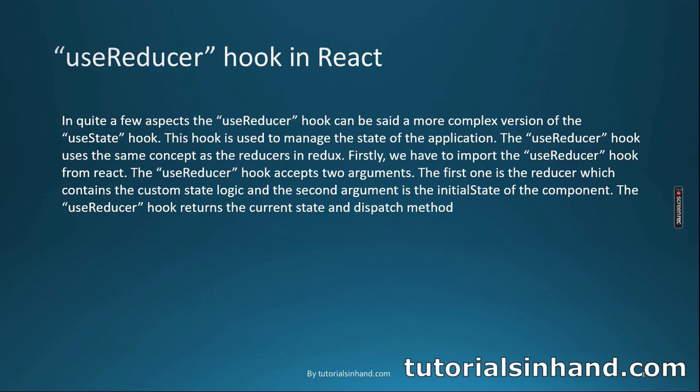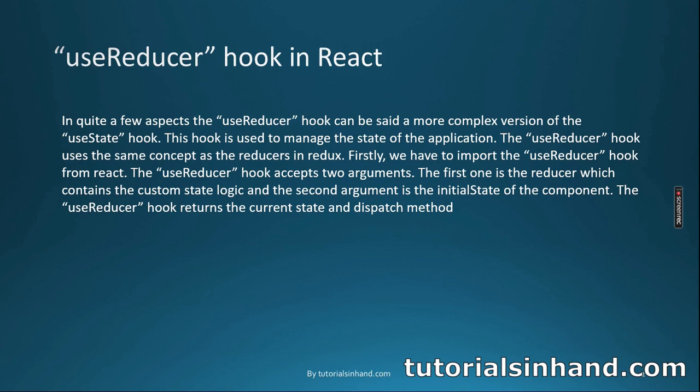Firstly, we have to import the useReducer hook from React. The useReducer hook accepts two arguments. The first one is the reducer, which contains the custom state logic, and the second argument is the initial state of the component. The useReducer hook returns the current state and dispatch method.